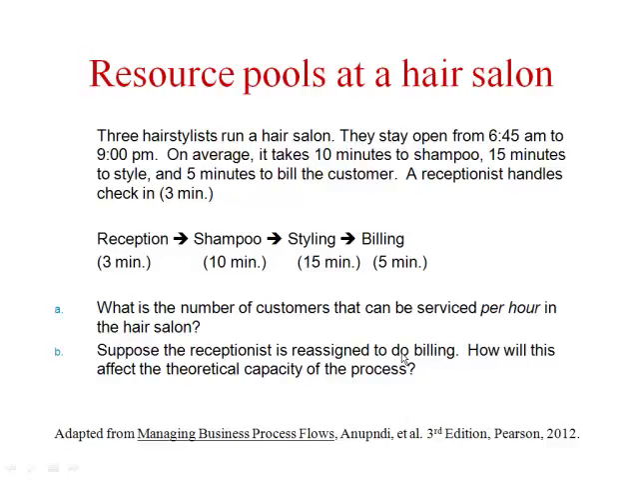On average, it takes 10 minutes to shampoo, 15 minutes to style, and 5 minutes to bill the customer. A receptionist handles check-in, which is 3 minutes. So if we look at the process flow, we receive the customer, we shampoo their hair, we style it, and we bill it. More interestingly, from our standpoint, is we've got 2 resource pools. We've got the resource pool of hairstylists, which consists of 3 individuals, and we got the resource pool of the receptionist, which consists of 1 individual.